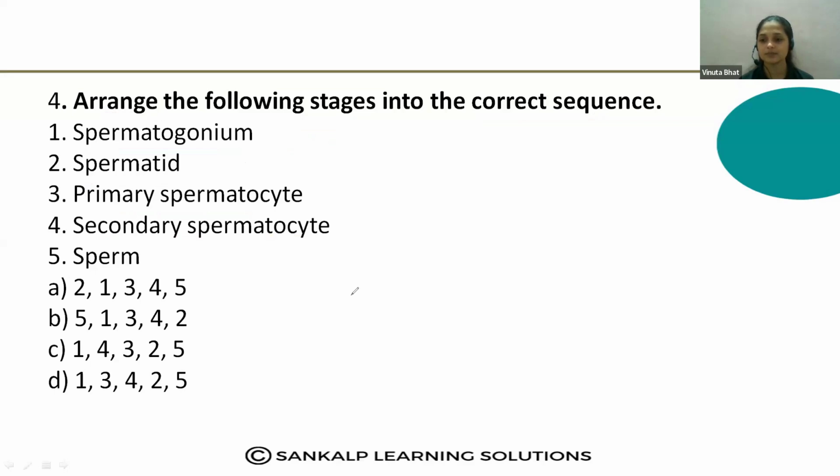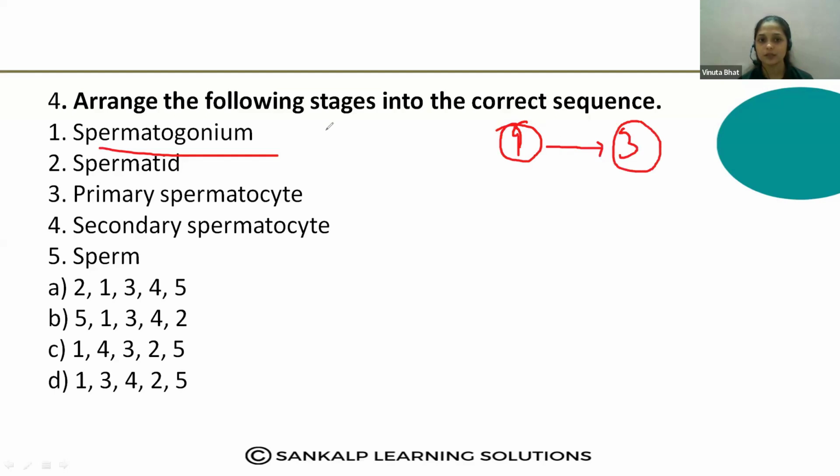Fourth one answer. Can you tell the fourth one answer? Here, spermatogonium, so that is the first one. That is the germ cell that is present in the seminiferous tubule. Then after that primary spermatocytes are formed. Yes, so that is the third one, right?